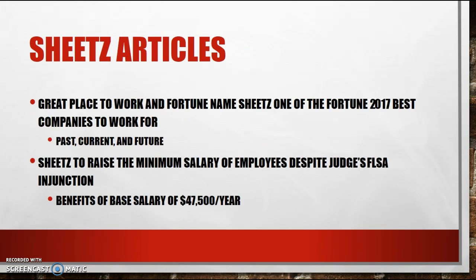So the articles I chose were two based off of Sheetz from the Fox 43 newsroom. The first one is Great Place to Work, and Fortune named Sheetz one of the Fortune 2017 best companies to work for. This talks about Sheetz in the past, Sheetz in the present day, how they are running their business, how many new locations they have, as well as the new distribution center, and where Sheetz wants to go in the future. The second article is Sheetz to raise the minimum salary of employees despite judge's FLSA injunction. This describes the benefits of the minimum base salary of $47,500 per year.